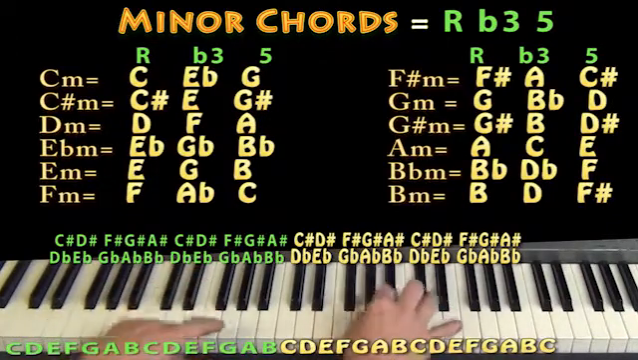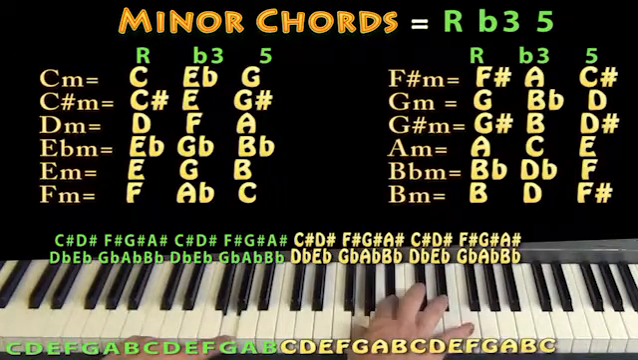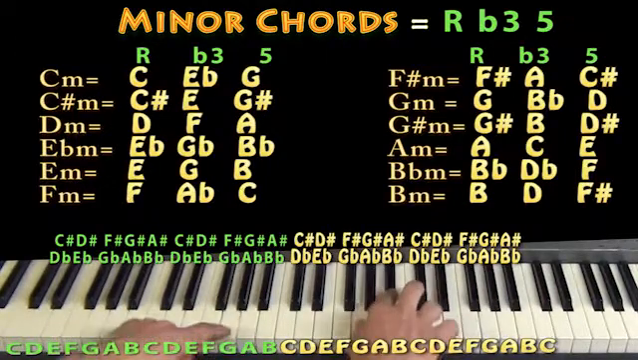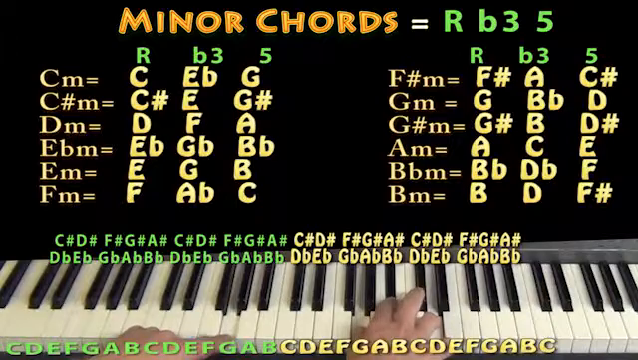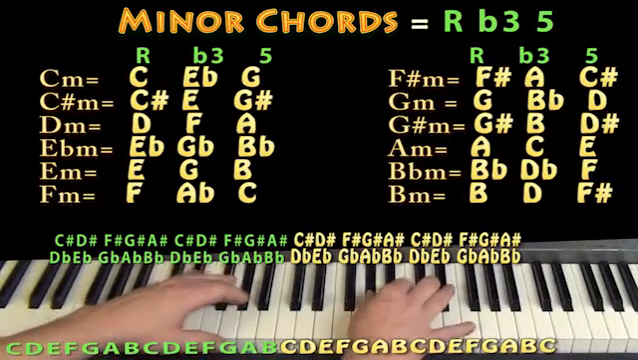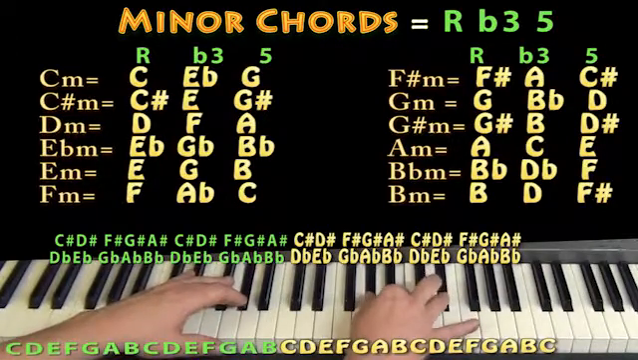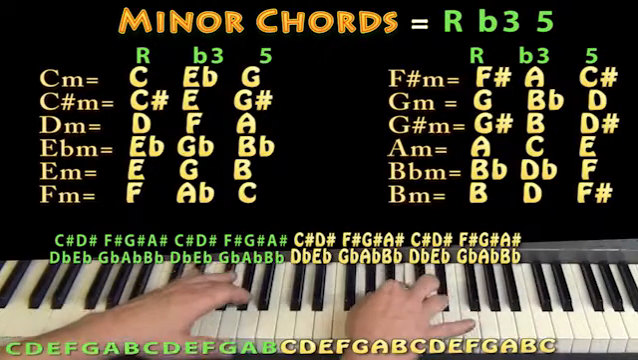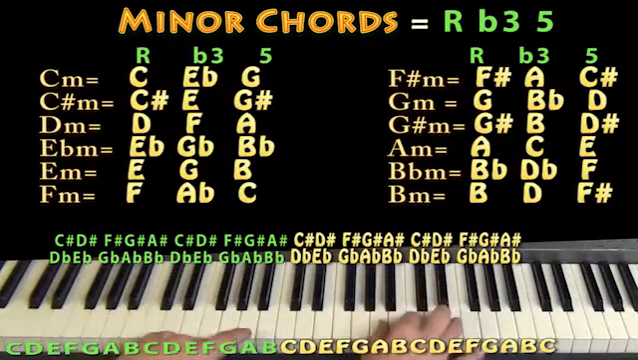And then from there, we'd be going to our G and a B flat and a D for a G minor chord. And then from there, we'd have a G sharp and a B and a D sharp for a G sharp minor chord. And if we go one more key, we'd have the A and the C and the E for an A minor chord.